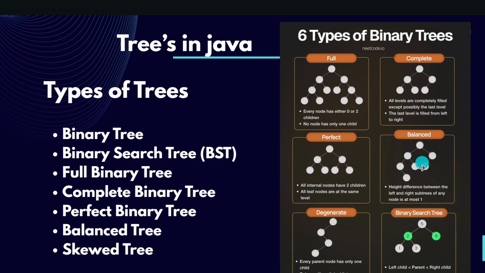What is meant by a balanced tree? This balanced tree is also known as an AVL tree. Why is it known as an AVL tree? We will see that in the upcoming sessions. Degenerate means the random order. Binary search tree, this is a very important thing. Here is 5. On the left side it has to be the smaller numbers. On the right side it has to be the larger numbers.